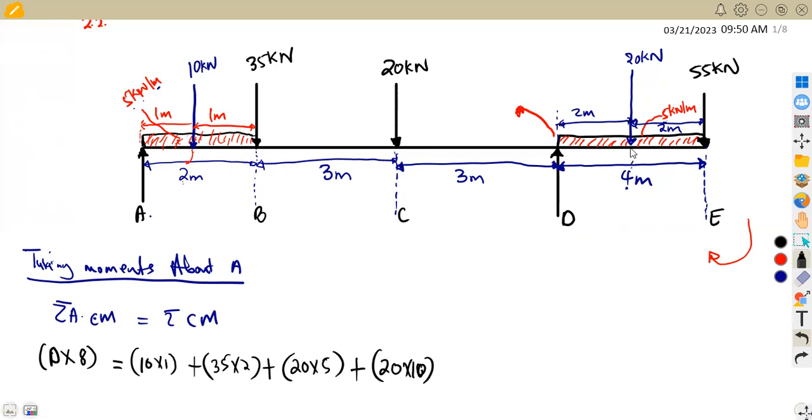Remember, here we are at 10. At 20, here we are at 10. So we just have to add the remaining 2 meters. So 10 plus 2, that's 12. So this is going to be 55 times 12, like that. All right, so that's it.